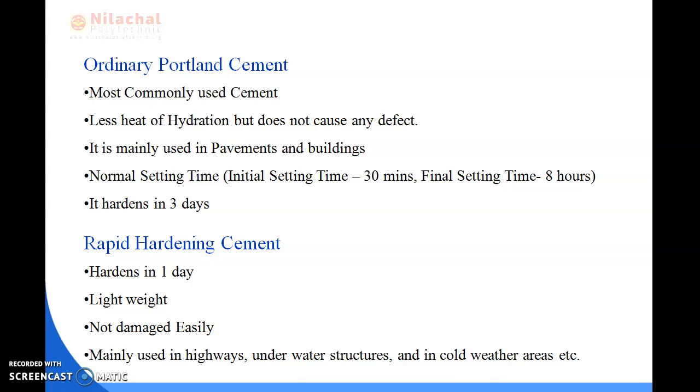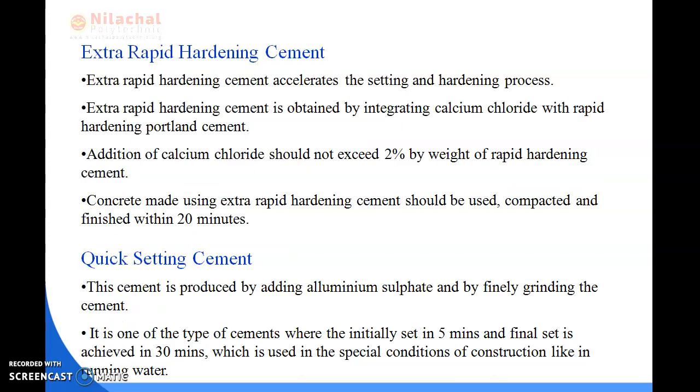Next is rapid hardening cement. It hardens in 1 day and it is lightweight. It is not damaged easily. It is mainly used in highways, underwater structures and in cold weather areas. Next, extra rapid hardening cement.